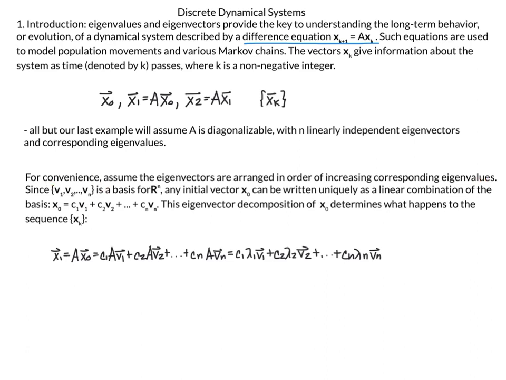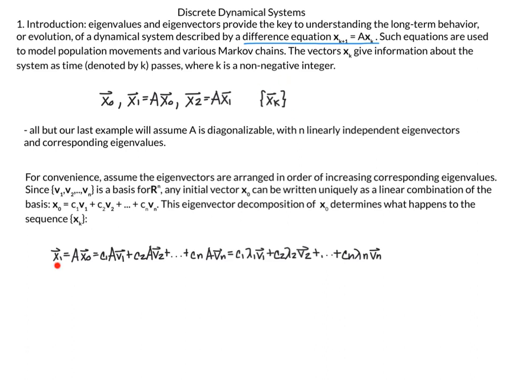So we have our v1, v2, up to vn, and since they're linearly independent, and that is always going to be the case if A is diagonalizable, then we're going to have a basis for Rn. So any initial vector x naught can be written as a linear combination of the basis vectors. So x naught will equal some constant c1 times v1, plus a constant c2 times eigenvector v2, up to cn times eigenvector vn. And this eigenvector decomposition of x naught determines what happens in the sequence x of k.